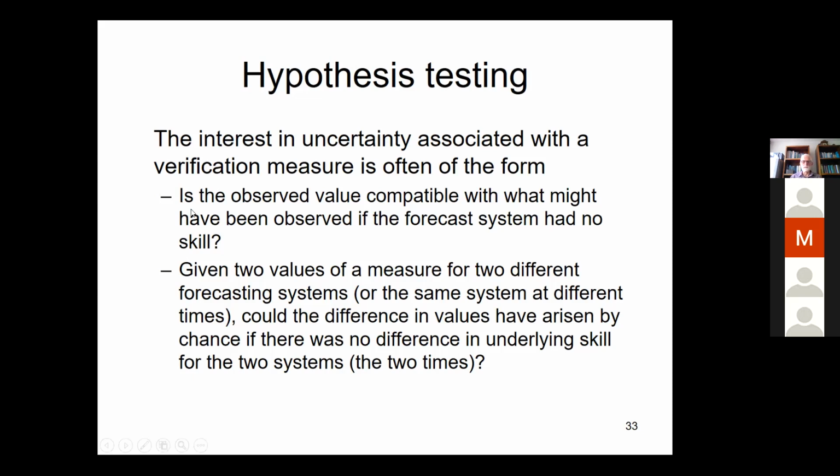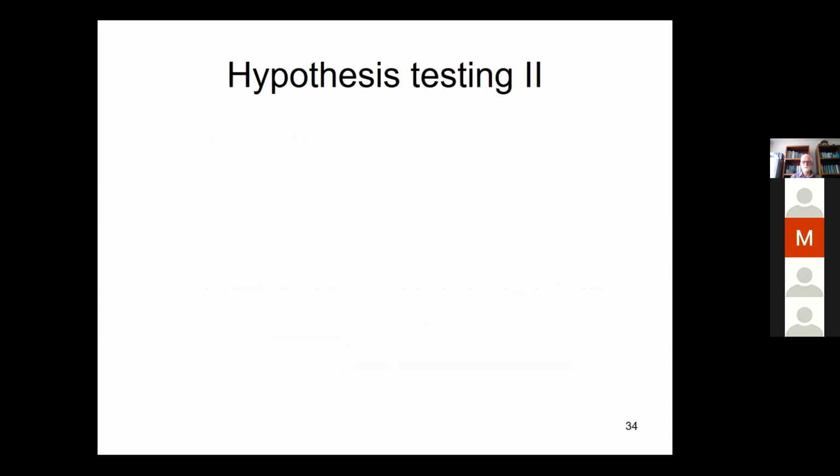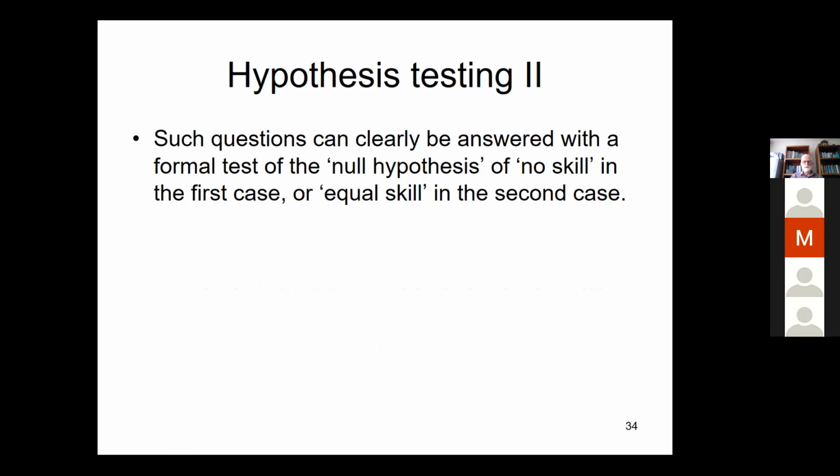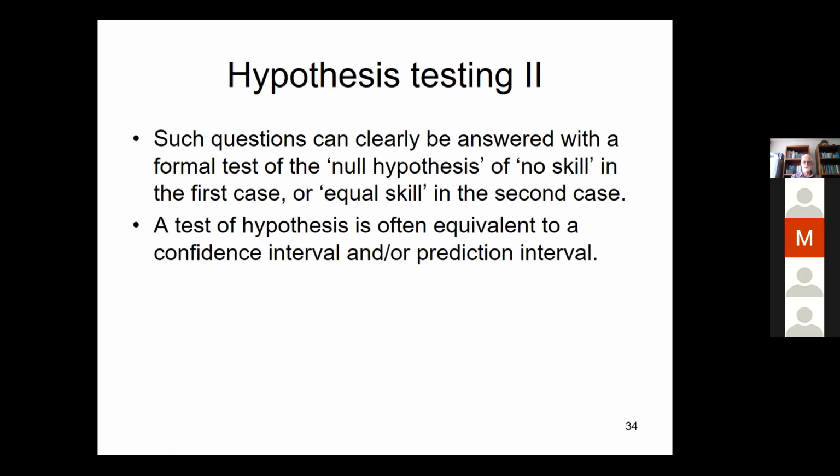So there are two main types of hypothesis that you might be interested in. The first is, is the observed value that you've got compatible with what you might have observed if the forecast had no skill? And secondly, given two values of a measure for different forecasting systems, or possibly the same system at different times, could the difference in values have arisen by chance if there was no difference in the underlying skill? And those questions can be answered with a formal test of the null hypothesis of no skill in the first case or equal skill in the second case.